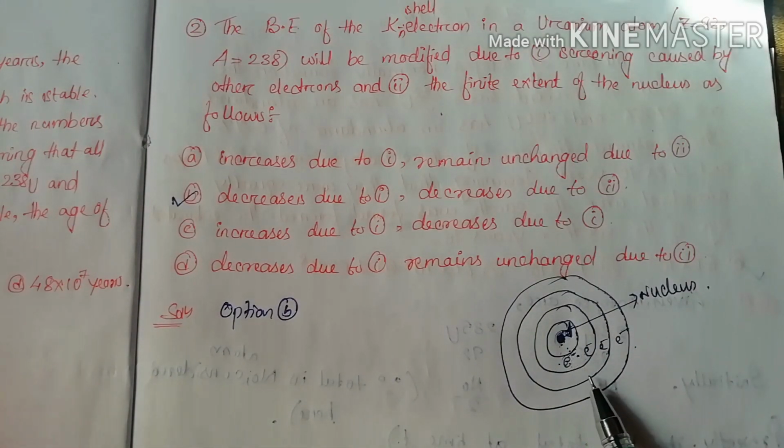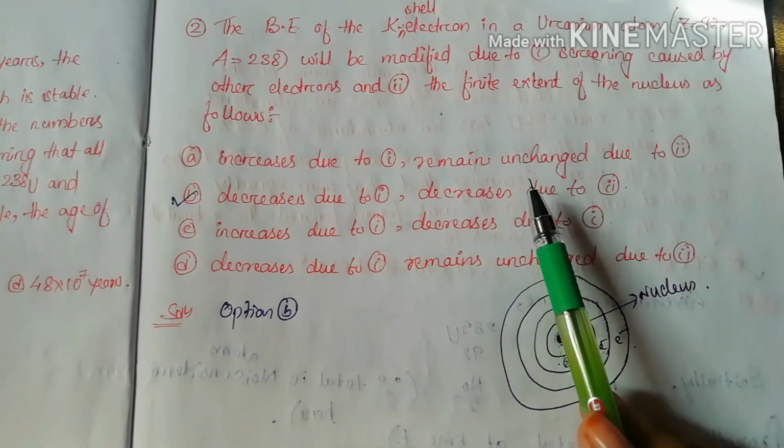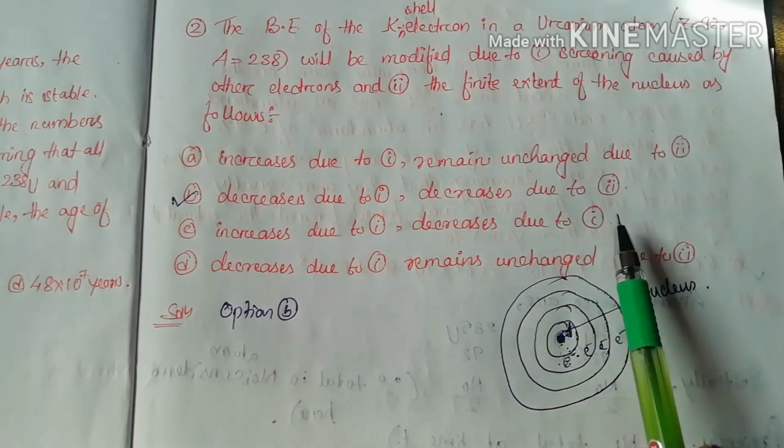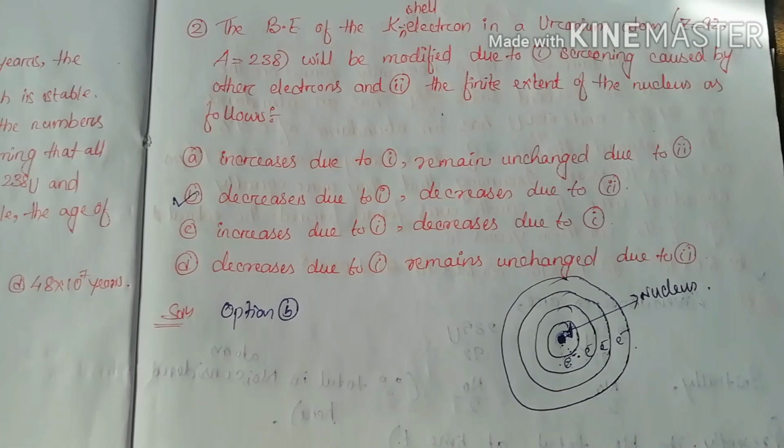So as a whole, what we can see is that the binding energy of the K shell electron is decreasing due to the screening caused by other electrons, and also it is decreasing due to the finite extent of the nucleus. So it's very clear to all of you.